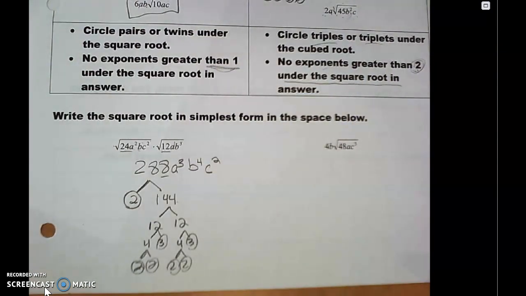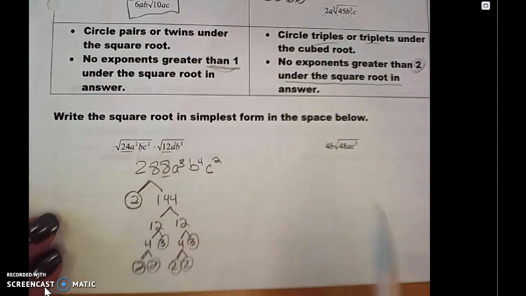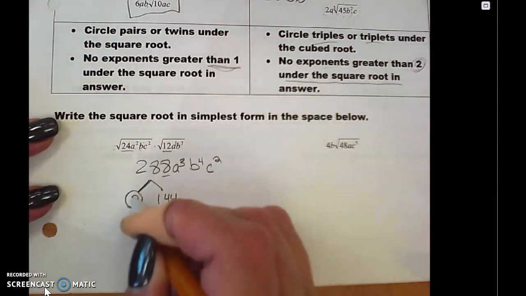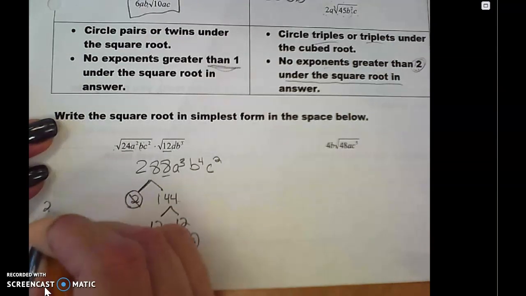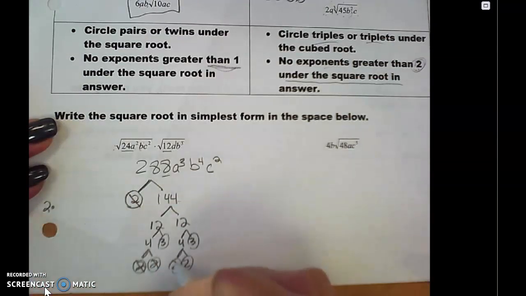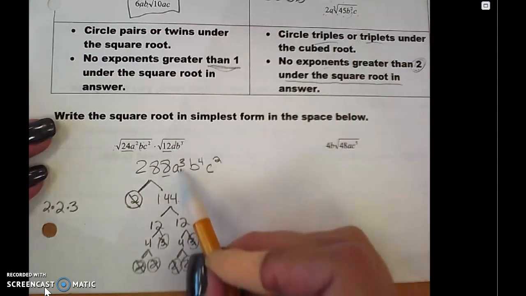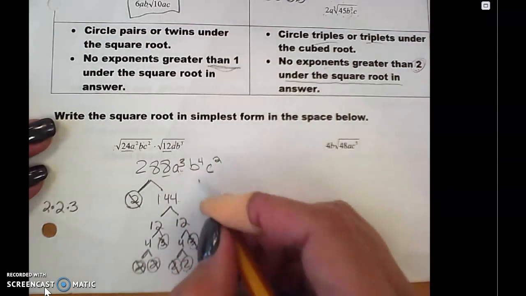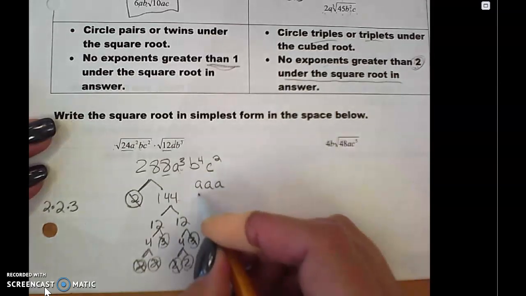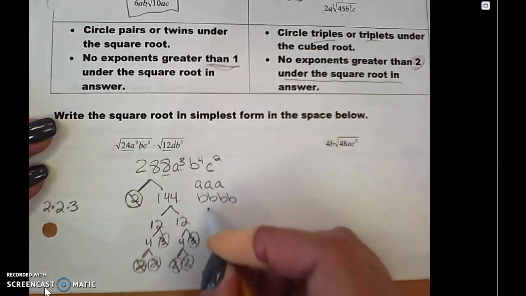Okay, I'm pulling out pairs because it's a square root, and as I pull them out, I'm going to write them. So I have a pair of 2's, and I'm going to put it right there. I have another pair of 2's, and I'll write that there. I have a pair of 3's. Notice I'm putting dots in between. What is left? Look at all my circles. I have a 2 left. Oh, I forgot to do my variables first. A to the third, b to the fourth, and c squared.